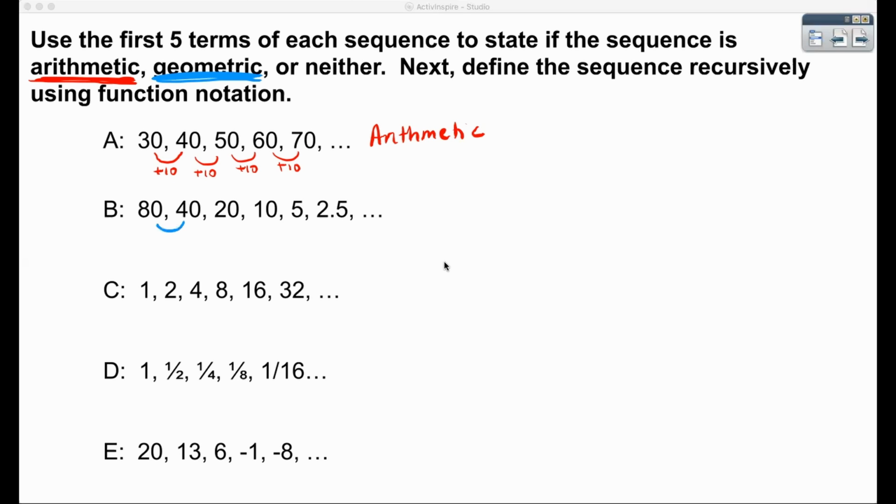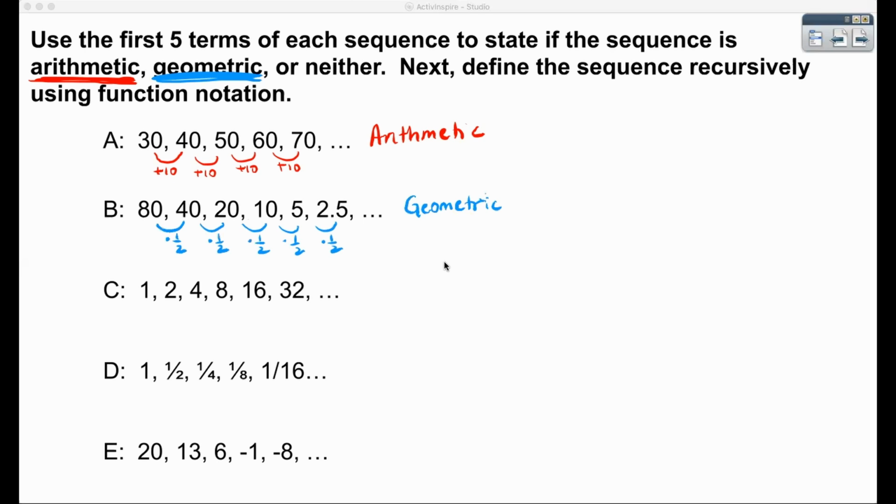Well, 80 times 1/2 gives me 40. 40 times 1/2 gives me 20. And that pattern continues, right? Every term, if I multiply it by 1/2, I'm getting that next term. So since this growth factor is being multiplied to each term to get the next one, this is telling me this is a geometric sequence.